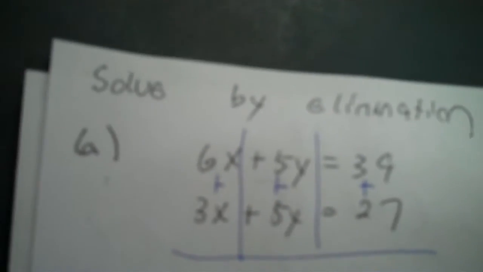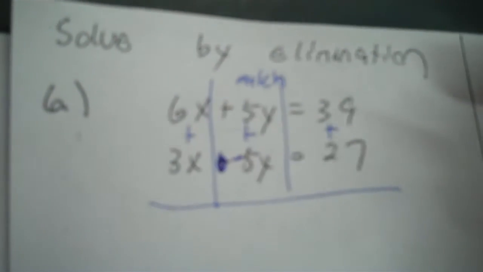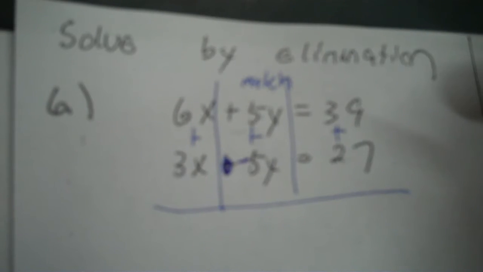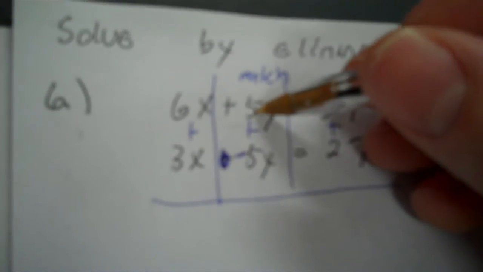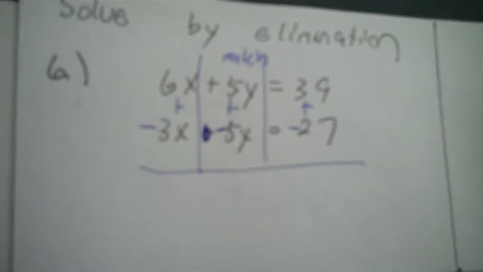Remember, you're trying to get either the x or the y column to add to 0, so neither one of them add to 0. But you see, we have a match right here with the 5y's. So if I make this bottom 5y into a negative, okay, then they will add to 0. Remember, two things add to 0 if they're the same, and one's positive, one negative. But if you make that negative, then you have to make your 3x opposite and go from positive to negative, and your 27 opposite and go from positive to negative. Okay. Then 5 plus negative 5 is 0y.